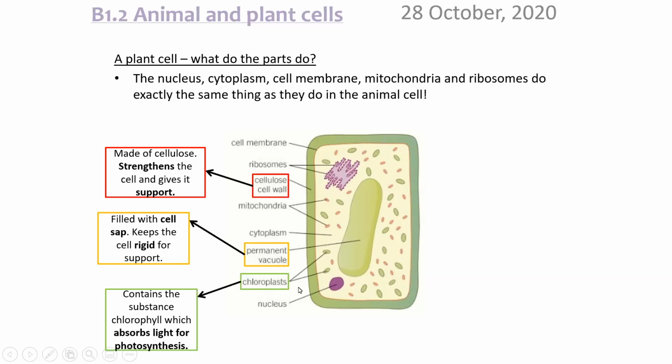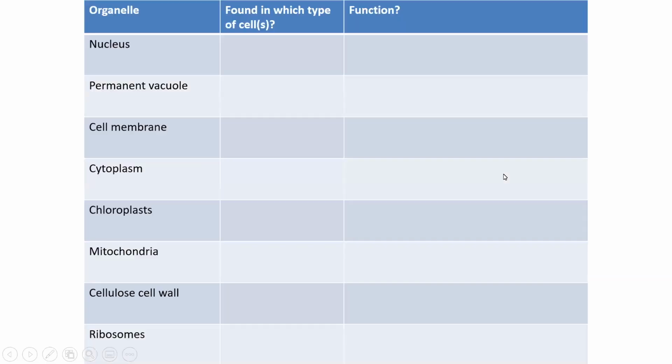And chloroplast, very important for the plant. This makes it very different to us and animals. It contains the substance chlorophyll, which absorbs light for photosynthesis. Very, very important to the plant. That's how they make their food.